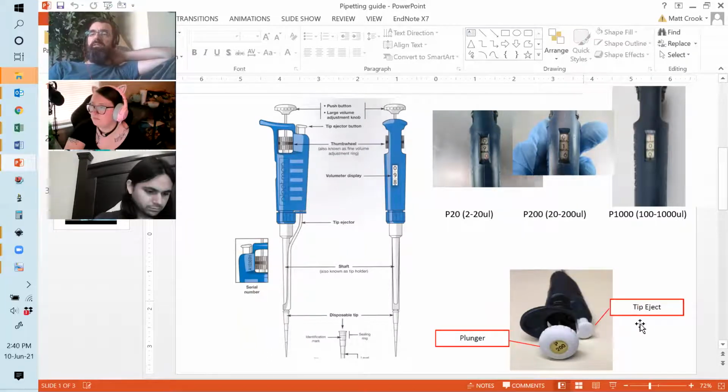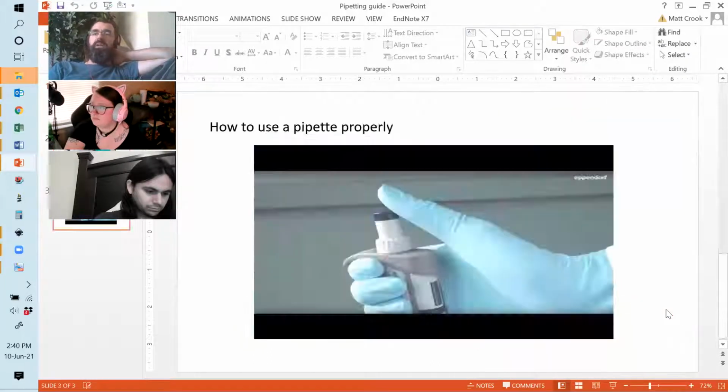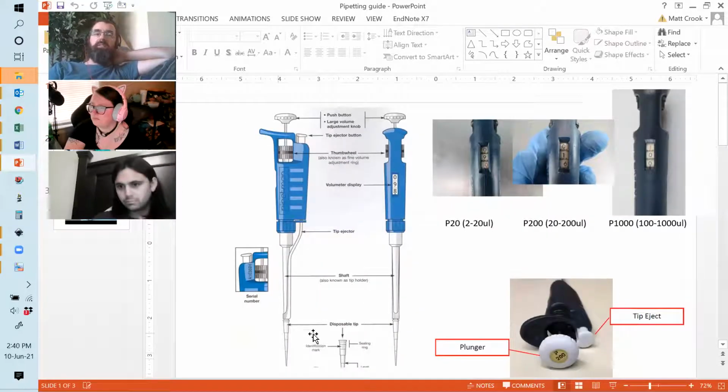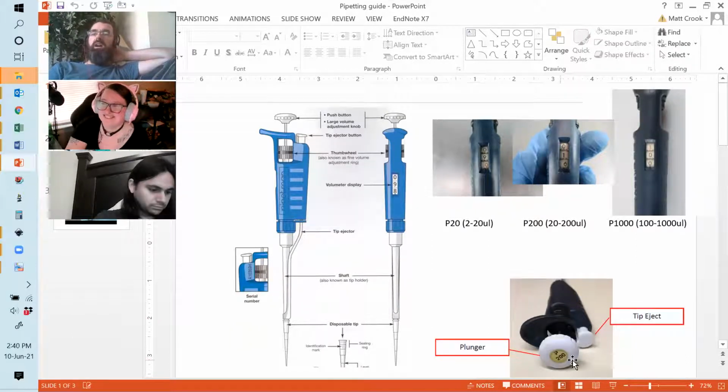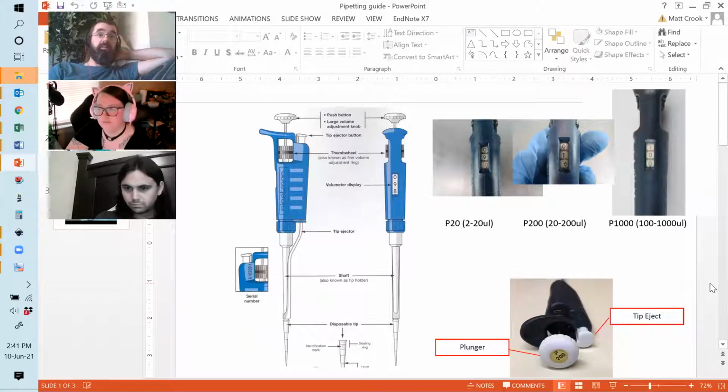Some other things that are worth pointing out if you don't already know about them. Obviously you're supposed to put a tip on. You have a tip ejector, right? So you can fire the tip into the trash can or at your lab mate if he or she is annoying you. And also on the top of the plunger, the bit that you operate with your thumb, is the range, right? So yellow is P20 or P200, blue is P1000 for some reason, don't know why. But either way, that essentially tells you the maximum volume you can suck up or aspirate with that pipette.